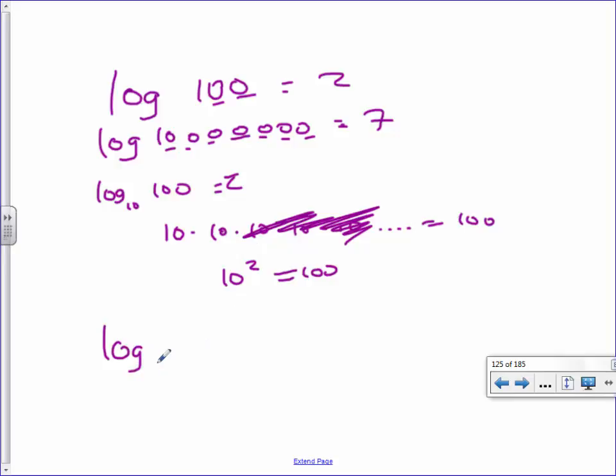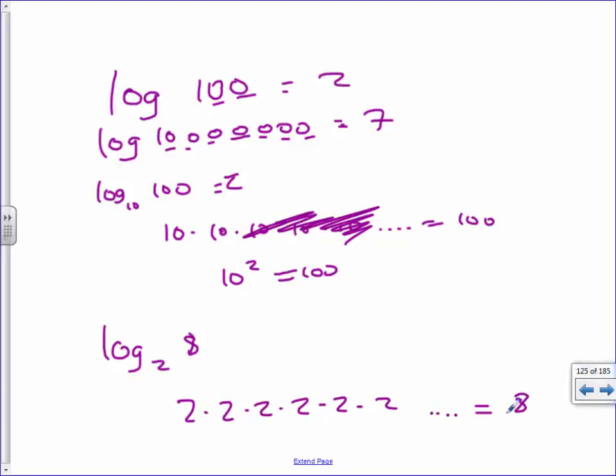If I asked you log base 2 of 8, what this question is really asking you is how many 2's are there in the number 8? So you'd say, well, 2 times 2 times 2. How many of them does it take to make an 8? 3 of them, right? Because essentially 2 to the 3 is 8. So therefore that's 3. Does that make sense?